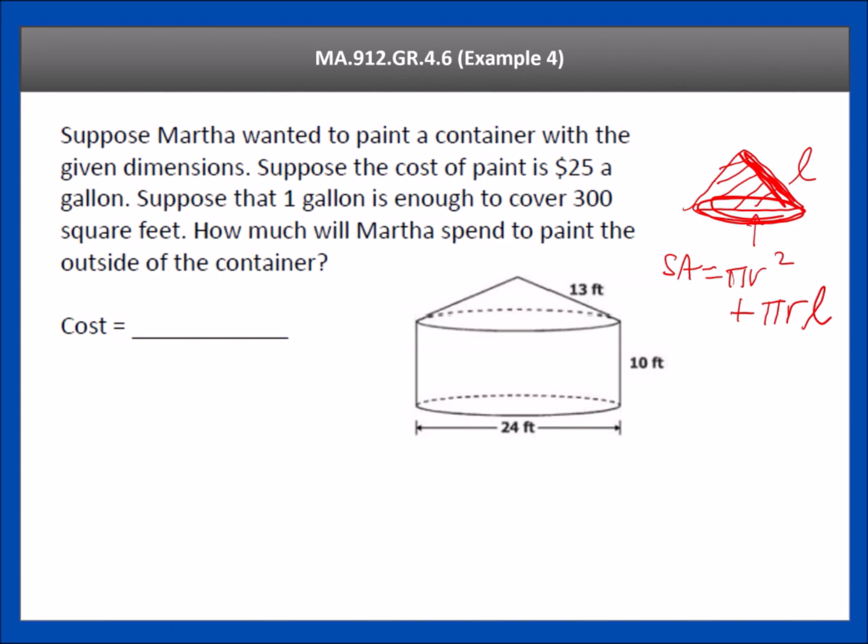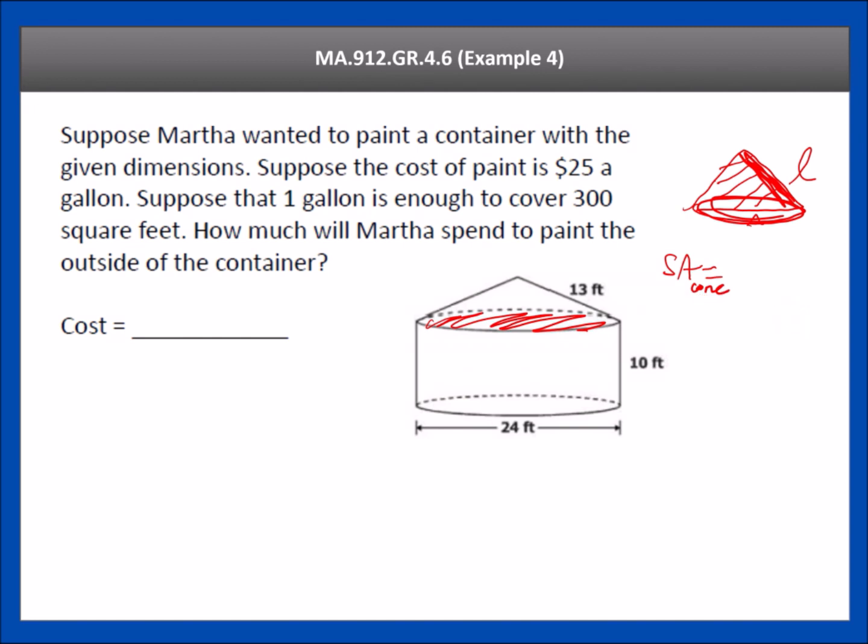But remember that since we're painting the outside of this container, this part right here is inside the container. The bottom of the cone is actually inside the container. So you can't paint the bottom of the cone. Therefore you're going to exclude the pi r squared portion of the surface area. You're only going to look at the pi r l portion. This is the part on the outside of the cone, known as the lateral surface area. You're not doing the base area. So in this case, for the cone, it's pi r L.